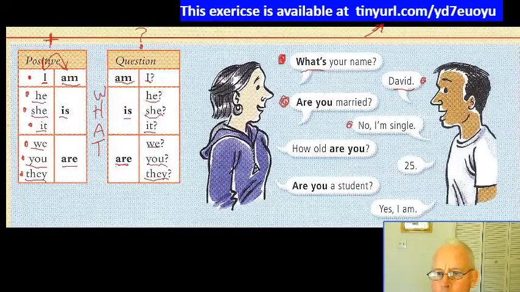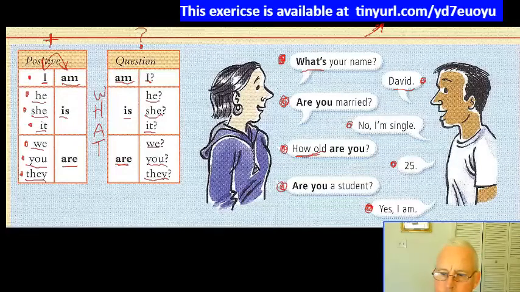How old are you? That's a WH question. How is considered WH. How old are you? He says 25. And the last one is a yes-no question again. Are you a student? And he says, yes, I am.